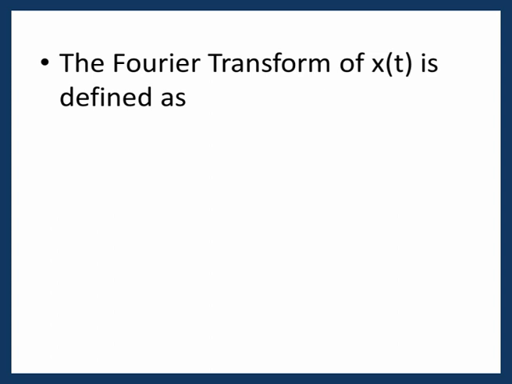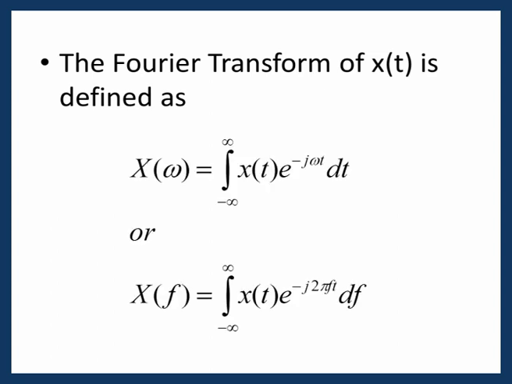Another representation we have given here, X of omega, we can say it is equal to integral from minus to plus infinity x of t e to the power of minus j omega t dt, or I can represent it in terms of f also. So, it will be X of f, also we can write it as integral from minus to plus infinity x of t e to the power of minus j omega t, where j omega we replace by j 2 pi f, so it will be e to the power of minus j 2 pi f t dt. So, that will give you the Fourier transform pair. These are the formulas which you should remember.